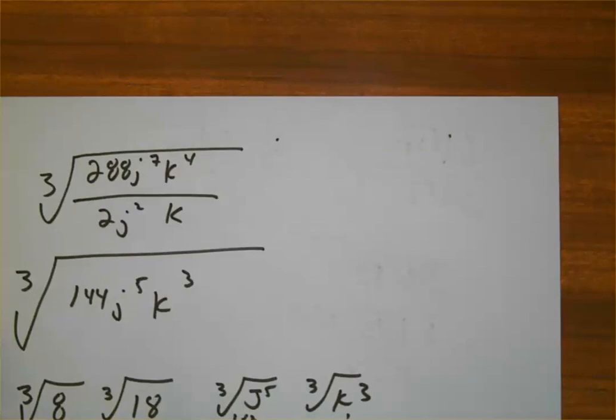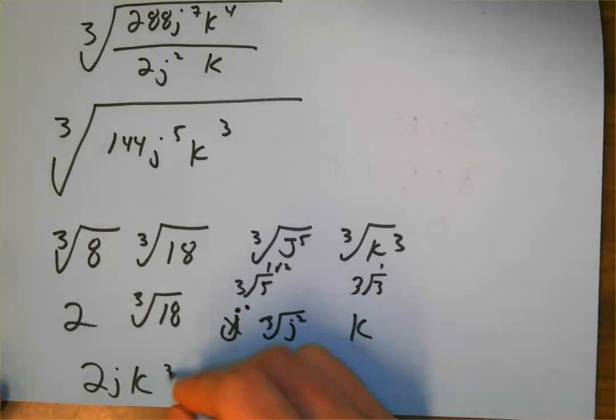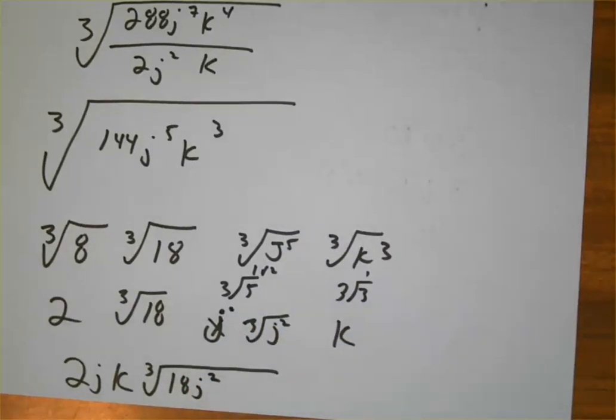So we have 2jk times the cube root of 18j squared, I think. So it gets a little dicey there, but it's no big deal.